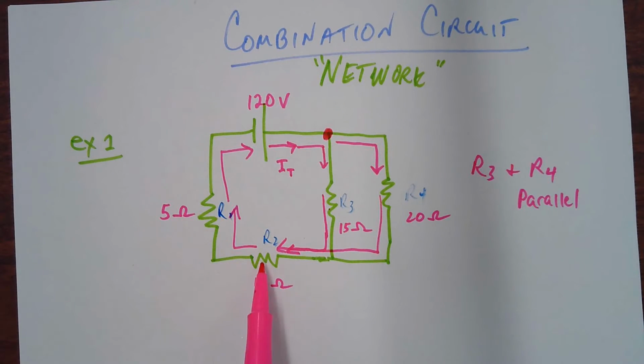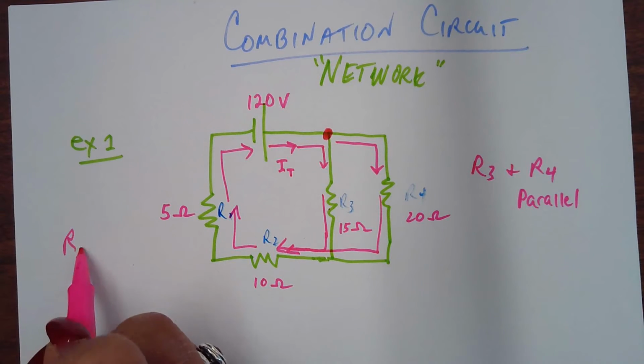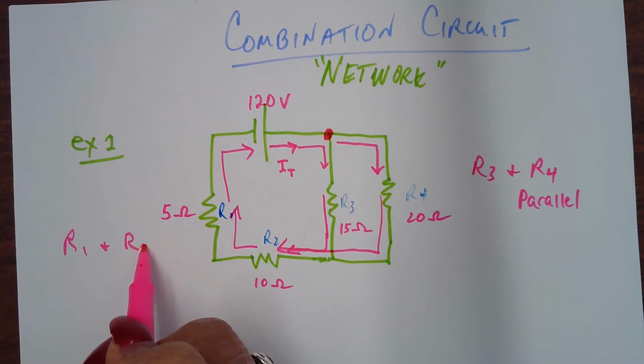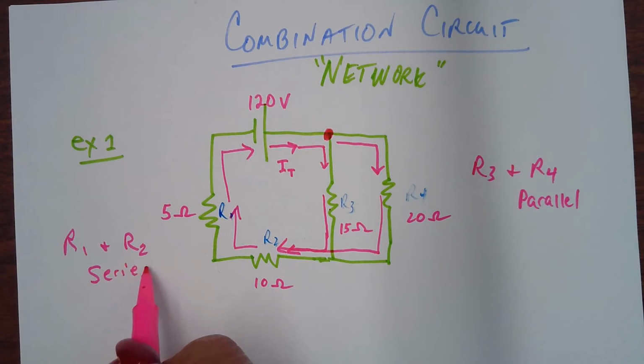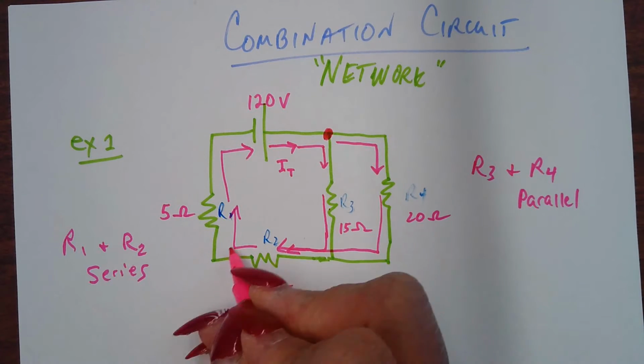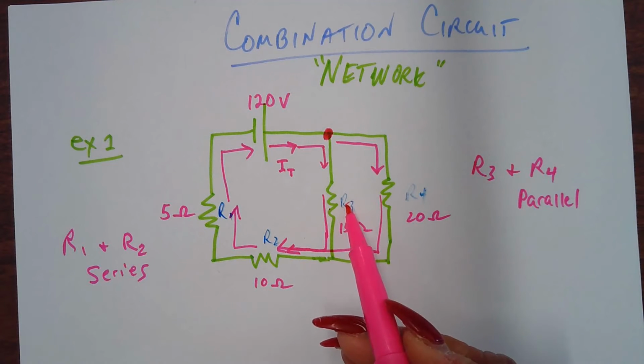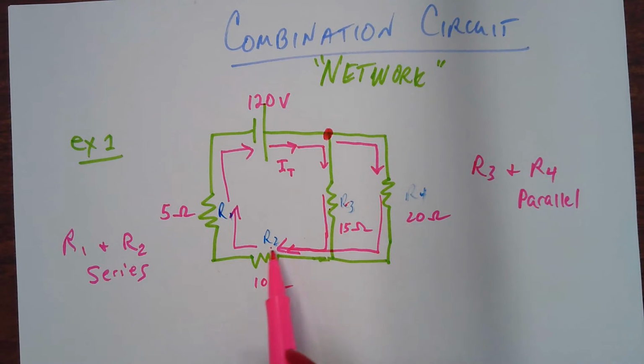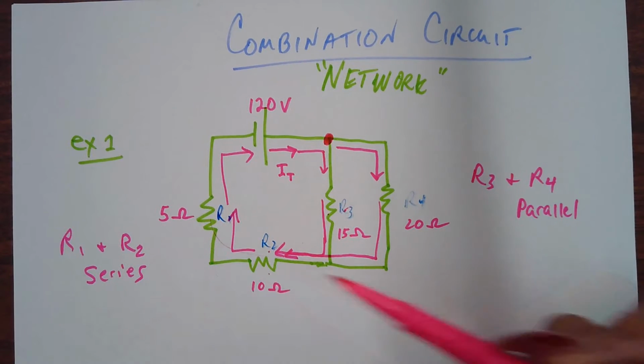What can we say about R1 and R2? They are in series with each other. But we can also say that R3 is in series with R1 and R2, because R3 has to go through R1 and R2. These are in series. But R4 is also in series with R2 and R1.